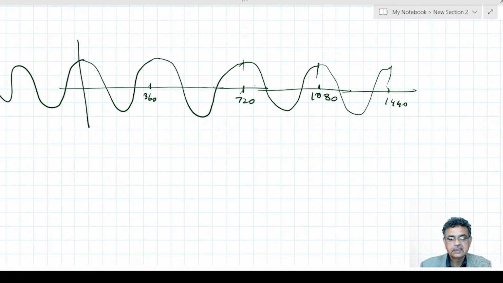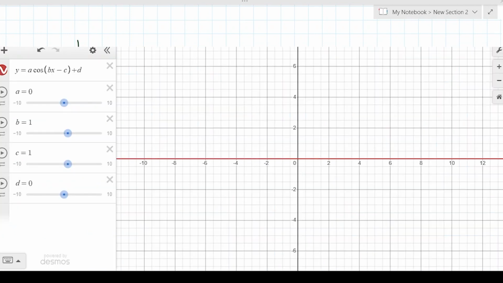Okay, let's see its further behavior on this graphing software. So here I have already written this equation, y is equal to, with what possible coefficients and constants it can have. I have written all of them. A is, as we have seen previously, the amplitude, and B is frequency, C is horizontal translation, and D is vertical translation.